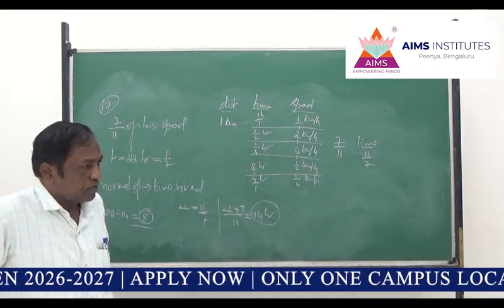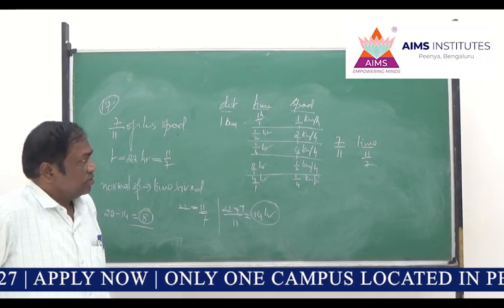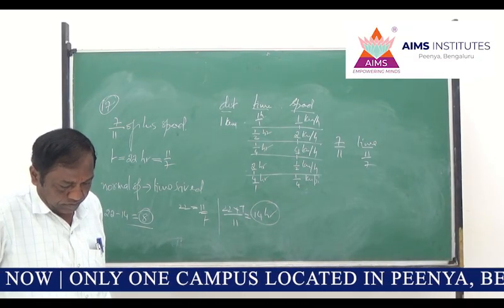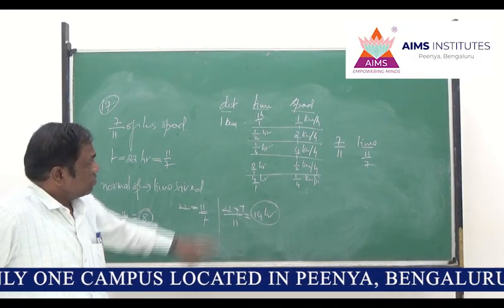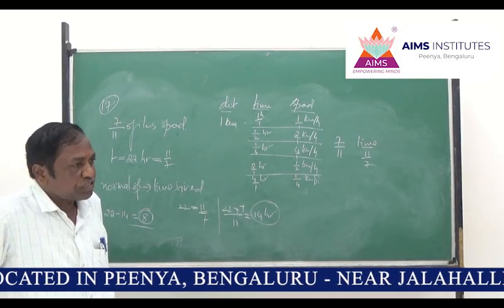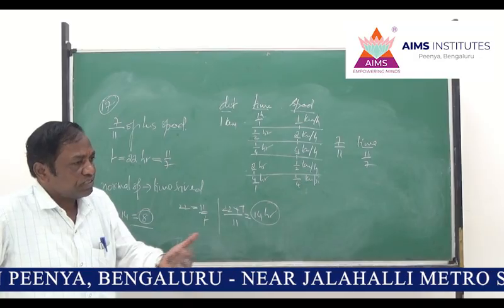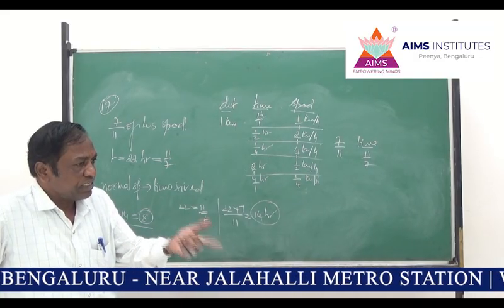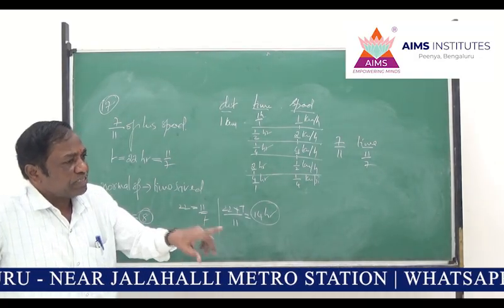You got it, no? Okay, right. This is the basic input we need to take. That's all. Any question can be solved. Only thing is, you have to see that any proper fraction is less than 1. Any improper fraction is more than 1.